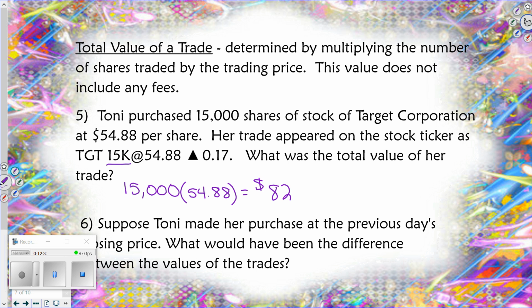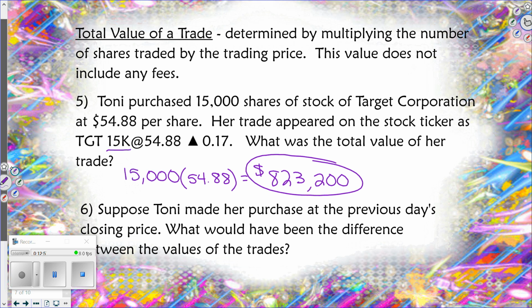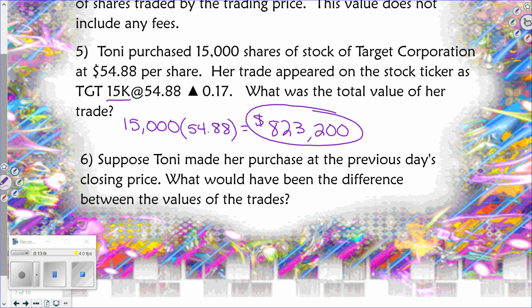So $823,200. Holy smokes, somebody's got some money. But yeah, so she purchased those. Man, who's got that kind of cash floating around? Not me. All right, number 6. Suppose Tony made her purchase at the previous day's closing price. What would have been the difference between the values of the trade?